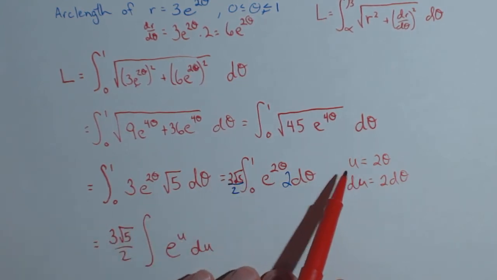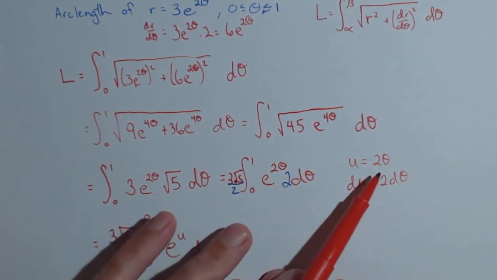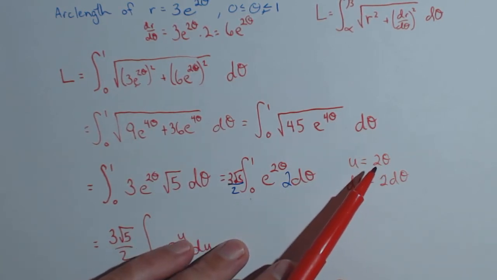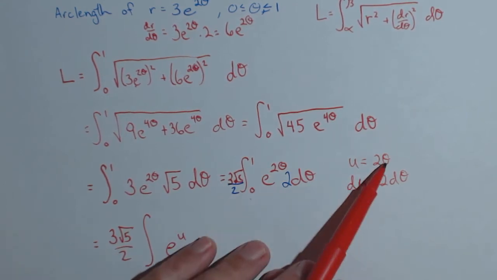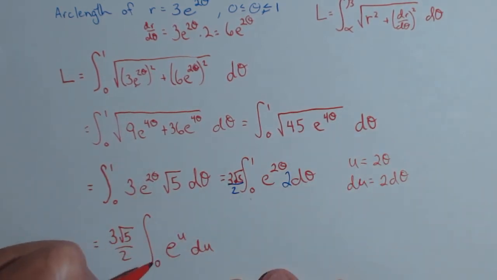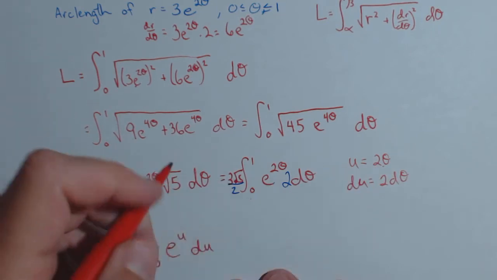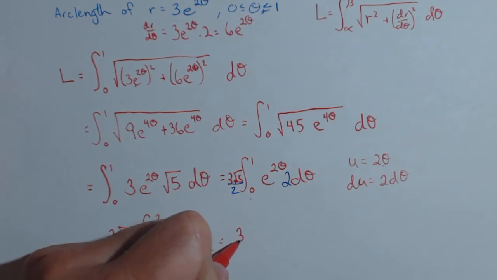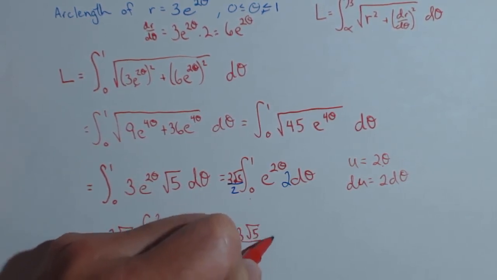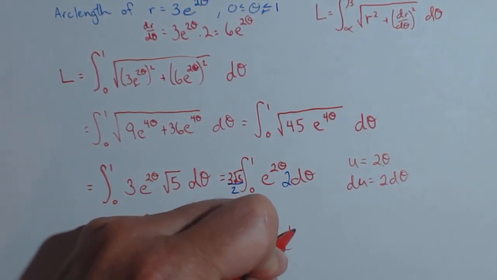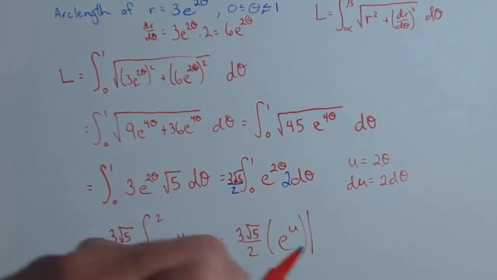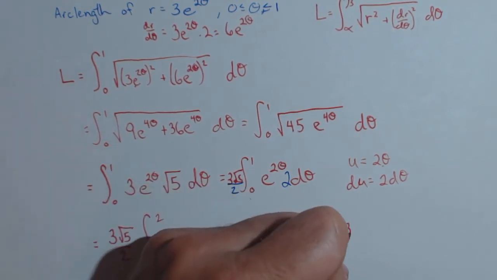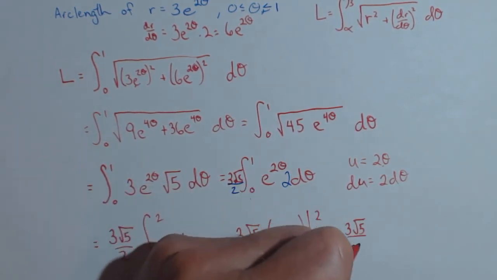Now the other thing I'm going to do is change my limits. These are θ values. I want them to be u values. The conversion is, I take whatever θ is and multiply it by 2. So 0 times 2 is still 0. 1 times 2 is 2. And now I don't have to substitute back. So I've got 3 rad 5 over 2 times e^u, which is the antiderivative of e^u, and I incorporate my limits 0 to 2. So for the final answer, we got 3 rad 5 over 2.